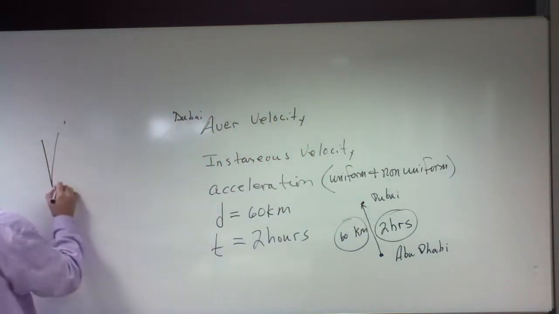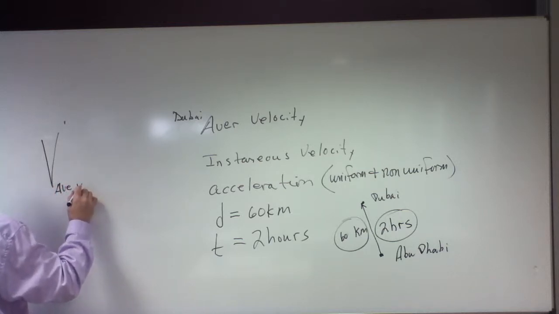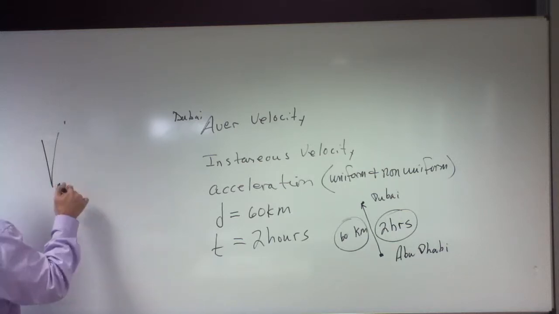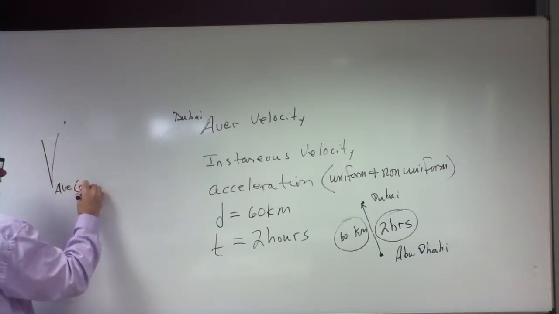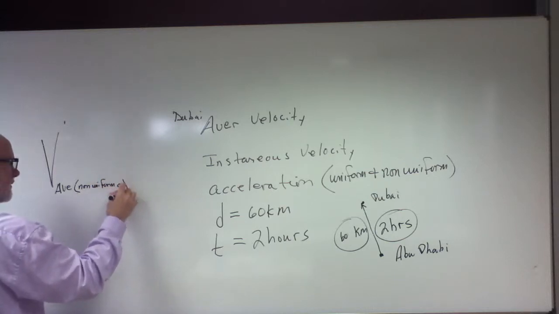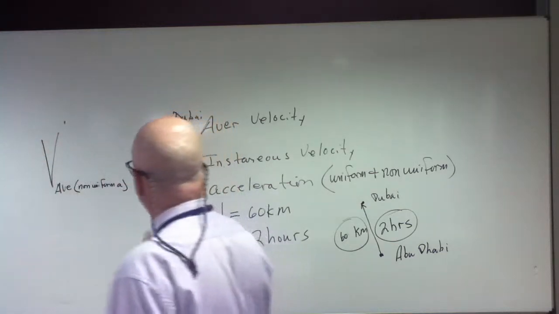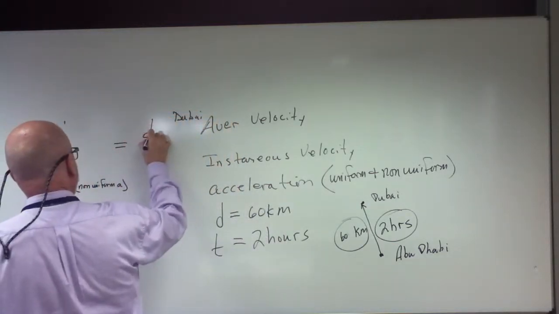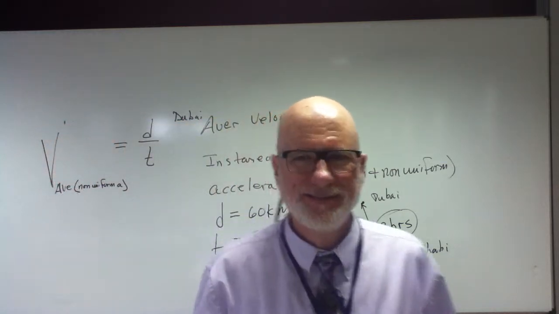Average velocity, for non-uniform acceleration, equals d over t. That's it.